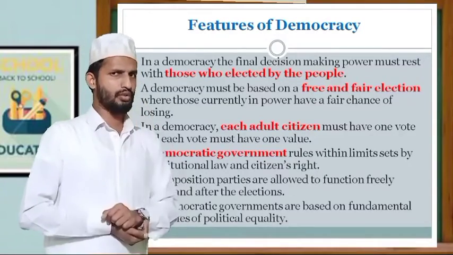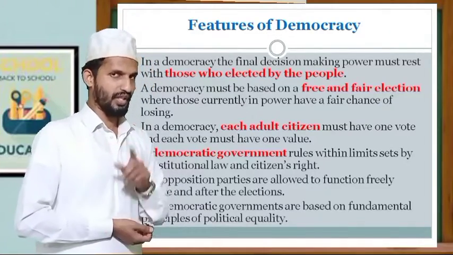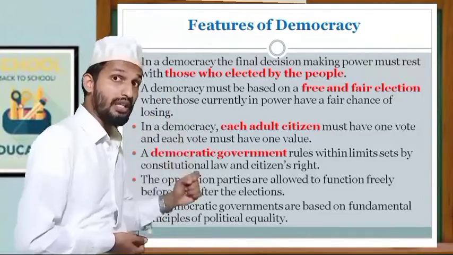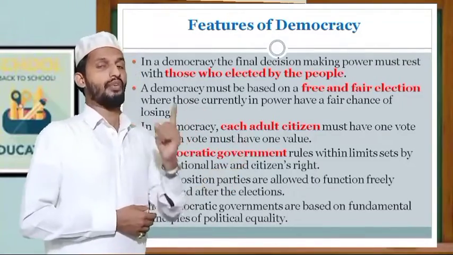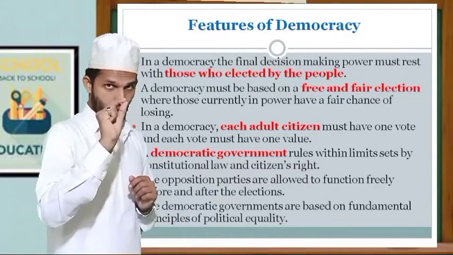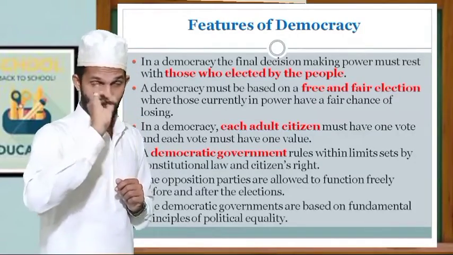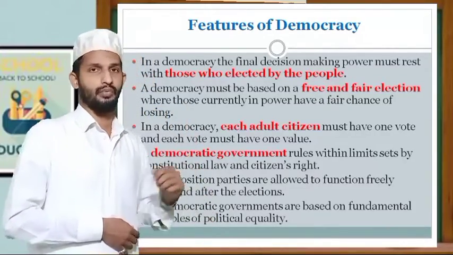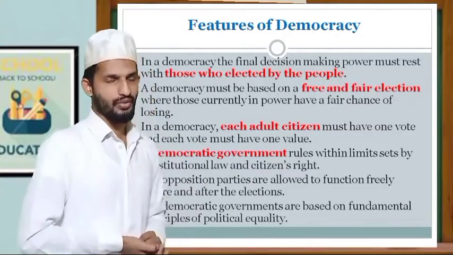And there was another question, who are the people? Yes, that is the third feature of democracy. In a democracy, each adult citizen must have one vote and each vote must have one value also. That means each adult citizen has a vote and his vote has one value also. That means, who are the people? That means citizens. Who are the citizens? Those who have completed 18 years of age become citizens of India. So, we got the third question's answer also.